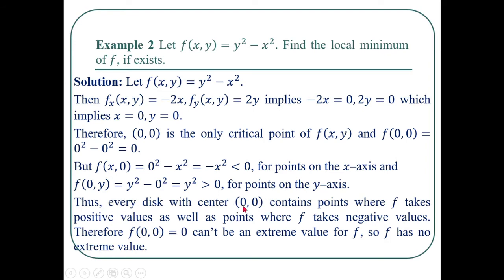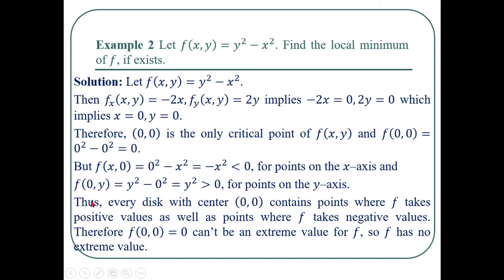And hence we can say that for every disk with center 0, 0, means if we take any neighborhood about 0, 0, that neighborhood contains points on the x axis as well as points on the y axis. That neighborhood must contain infinitely many points on the y-axis and infinitely many points on the x-axis. Means there exist infinitely many points in every neighborhood of 0, 0 at which the function has positive and negative values. Therefore, this f of 0, 0 equal to 0 is neither a local maximum nor a local minimum value.